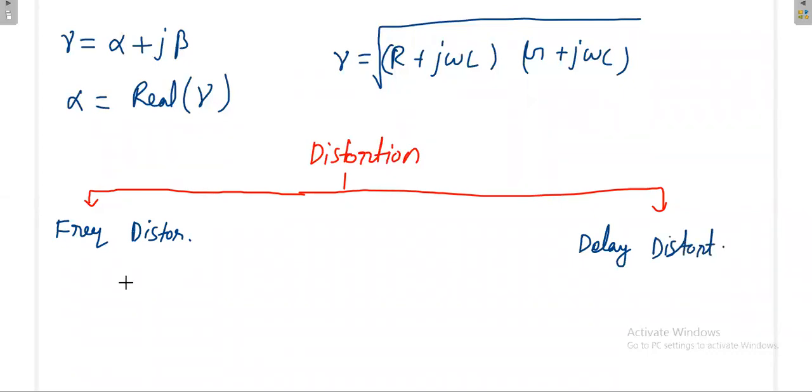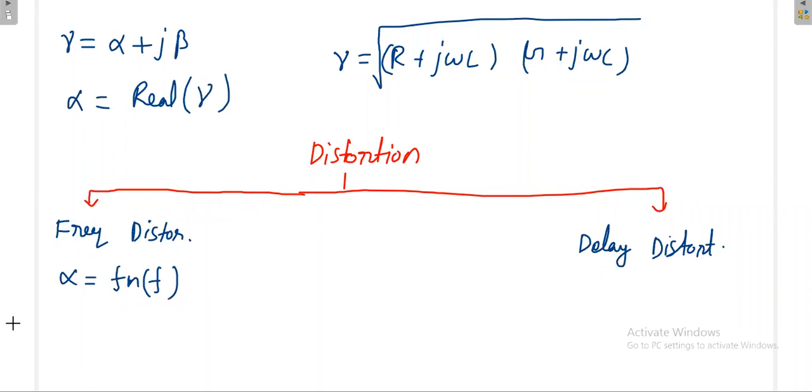Now when you have a signal, the signal consists of many frequencies. If the different frequencies undergo different attenuation, what is happening in this case? Your alpha is going to be a function of frequency. You know what is alpha? Alpha means attenuation. If attenuation itself is a function of frequency, some frequencies will undergo more attenuation, some frequencies will undergo less attenuation.